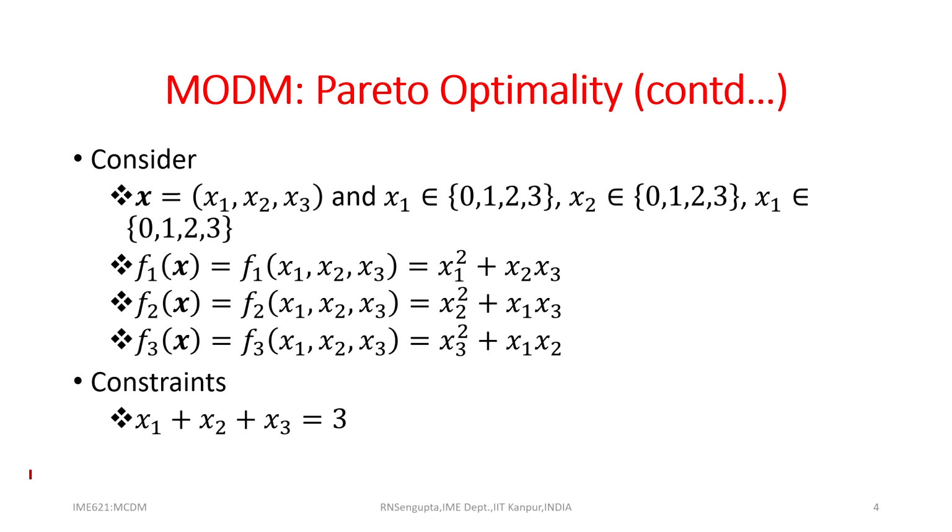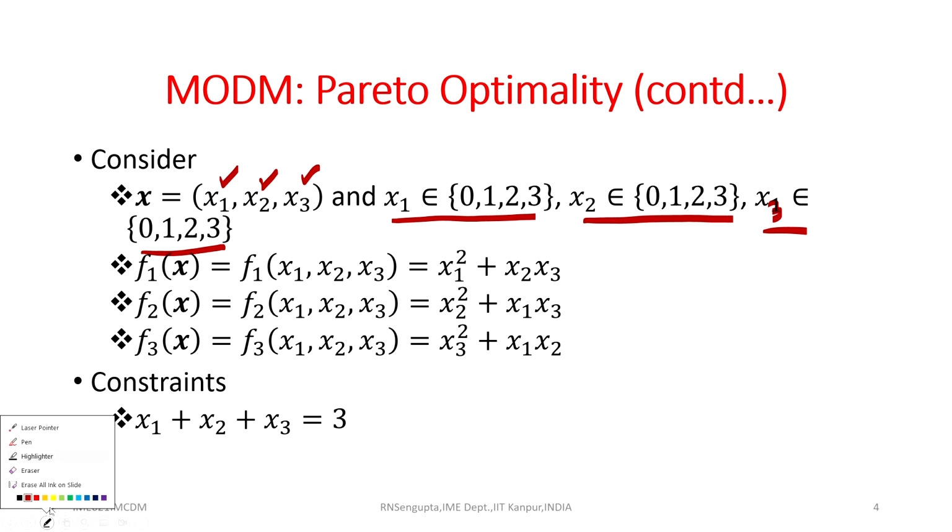So, you have 3 decision variables x1, x2, x3, and they are discrete. X1 is 0, 1, 2, 3, similarly for x2 and also for x3. The subject to condition, which we will mark in green, is that the sum of x1, x2, x3 is 3. And there are 3 functions. The first one is f1 equals x1 square plus x2 into x3, the second one is f2 equals x2 square plus x1 into x3, and the third one is f3 equals x3 square plus x1 into x2.